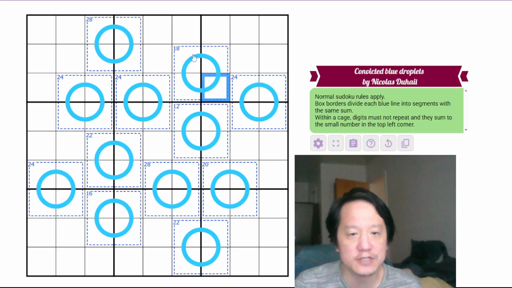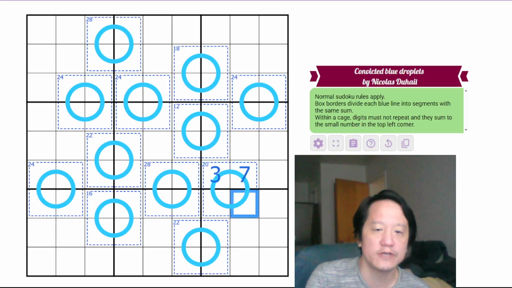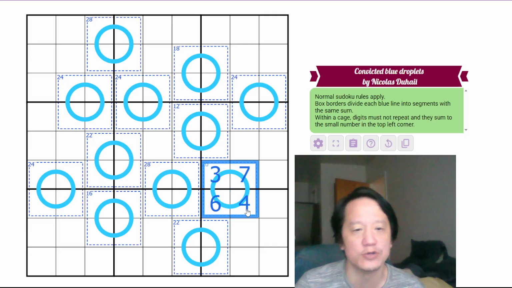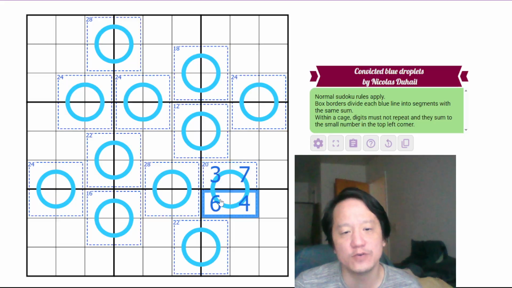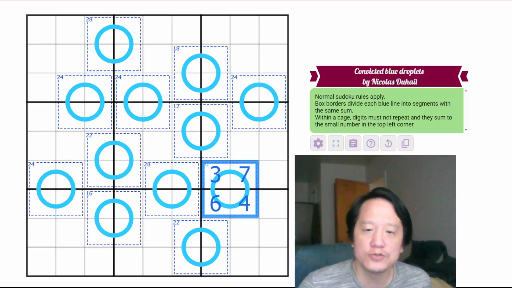So you could have, as an example, say this could be 3 and 7, and this is 4 and 6, and that would work because this adds up to 20, because 20 is the number in the top left corner, and 3 and 7 add up to 10, and 4 and 6 add up to 10, which is the same sum. And those are all the rules.